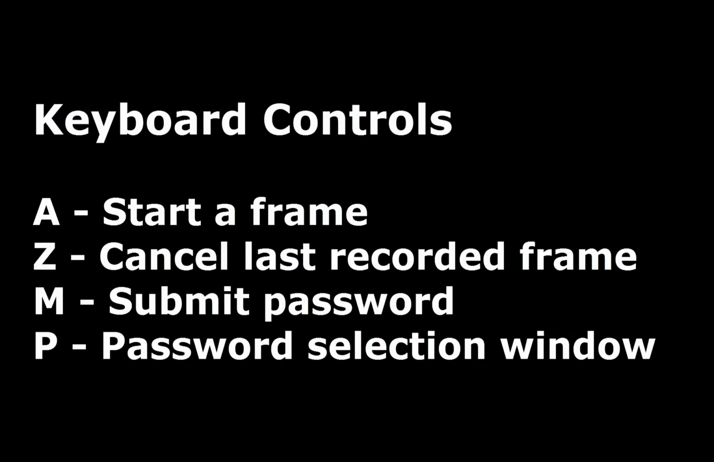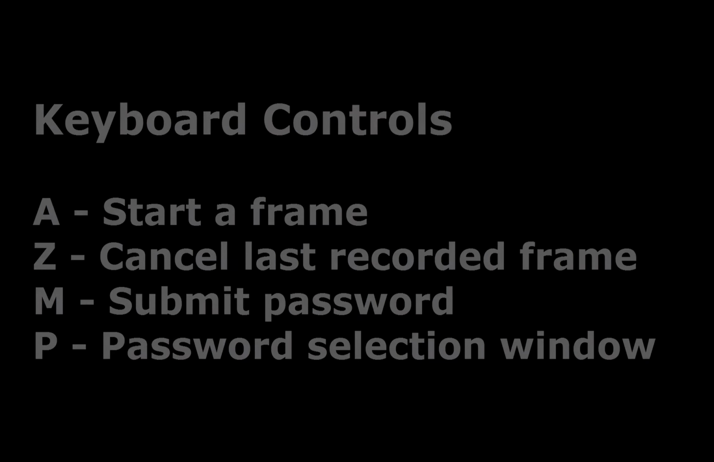The user controls the interface through a set of hotkeys. A is pressed to initiate the shape's transition on a frame. Z is pressed to cancel the last recorded frame in case the user blinks, sneezes, or for any other error recovery. M is pressed to submit the password after recording 3 frames. Lastly, P is pressed to select a password from the password selection window.